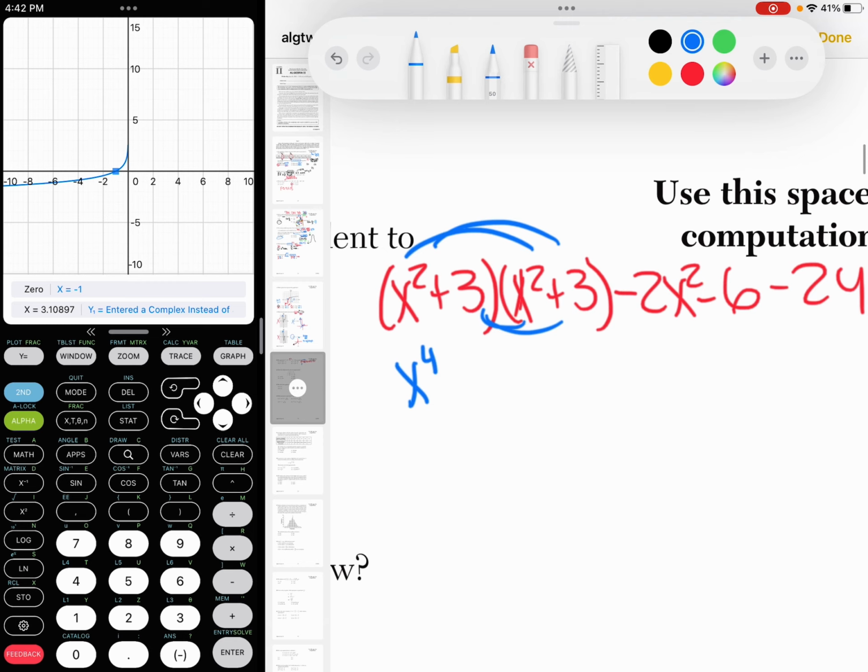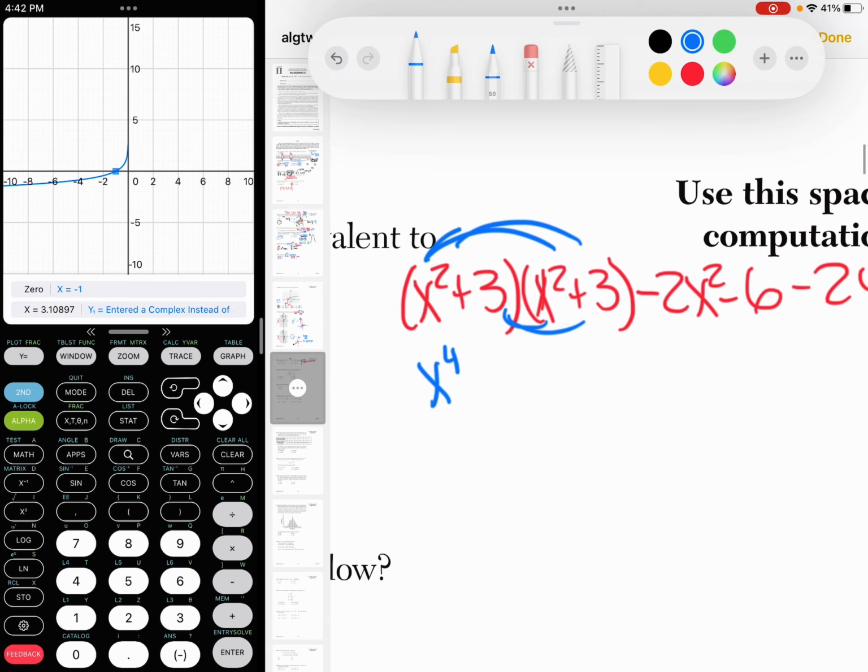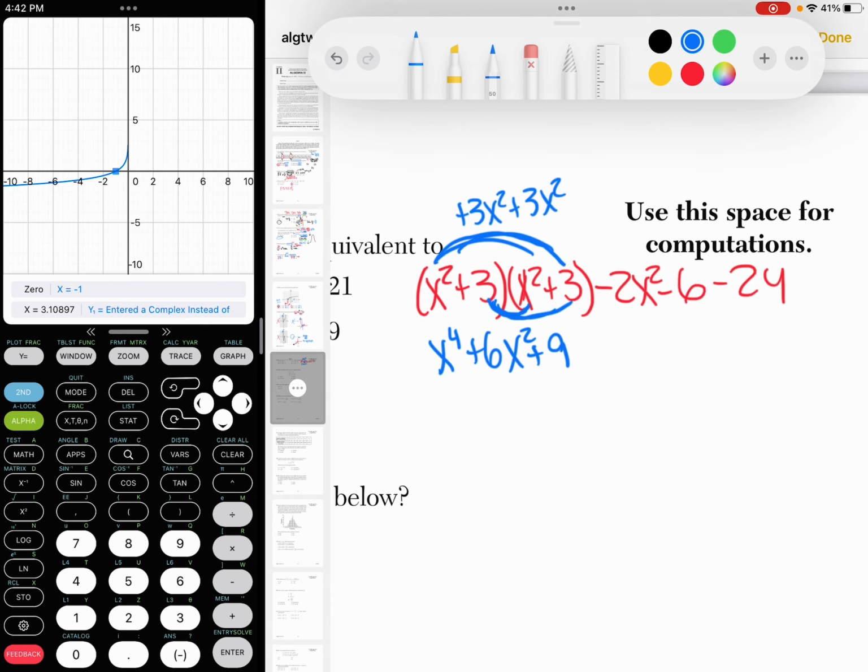So now I'm going to double distribute this out, so it'll be x to the 4th when I do x squared times x squared. This is plus 3x squared plus 3x squared. I always teach my students to add those together, plus 3x squared plus 3x squared. That'll get you plus 6x squared. If you can't do that in your head, just don't. It's okay. And 3 times 3 is plus 9. Then I'm just going to bring everything else down for now, minus 2x squared minus 6 minus 24.